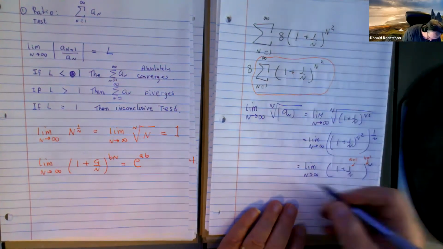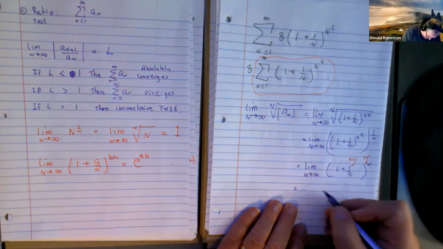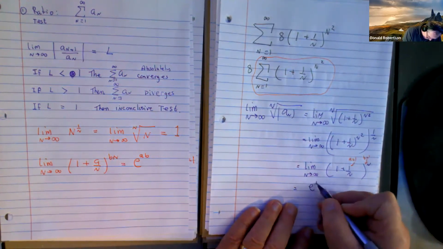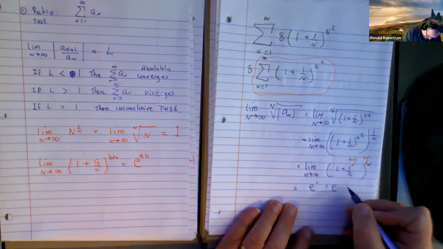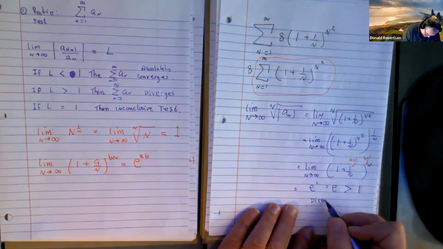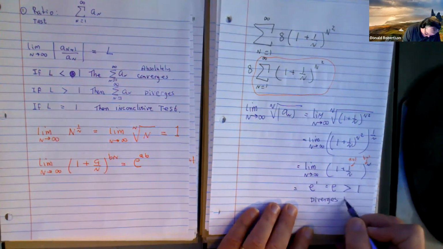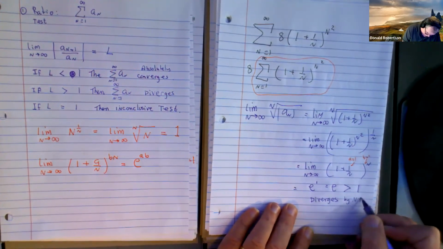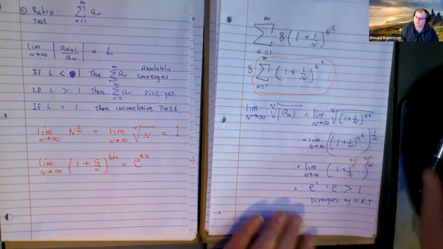So the answer to what's the limit of this as n tends to infinity is e to the 1, which is e. And e is bigger than 1, so it diverges by the nth root test.